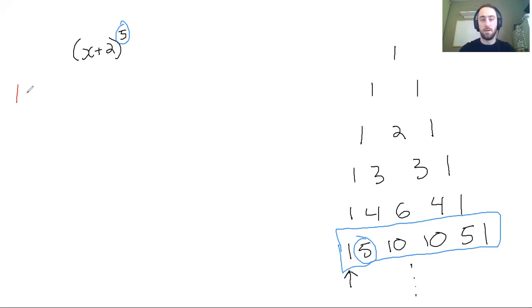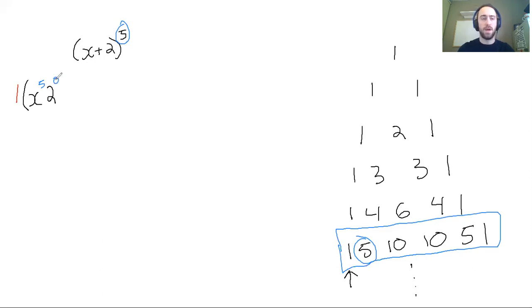So we have 1. And then we simply have x to the 5. Why is x to the 5? Well, because our question is x plus 2 to the 5. So we always start with simply our power on our first term. In this case, it's x. However, we do need to account for the 2 as well. So it's x to the 5 multiplied by 2 to the 0.